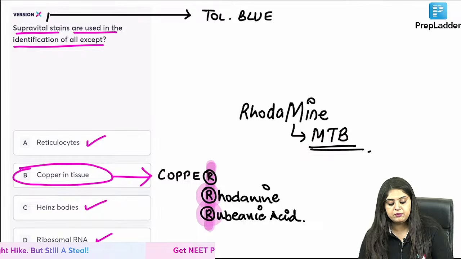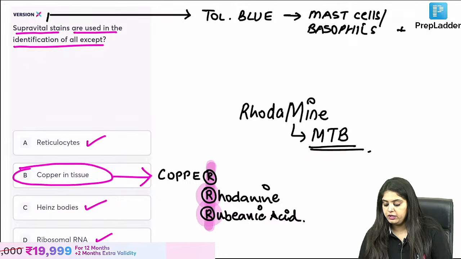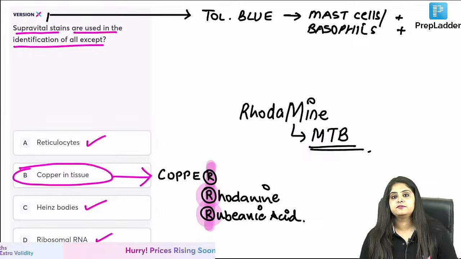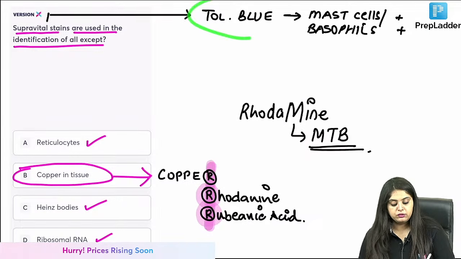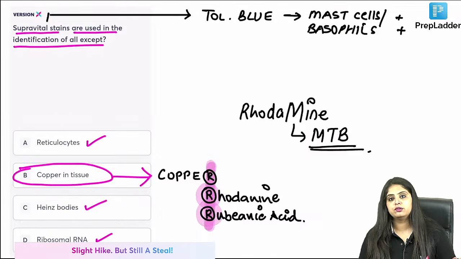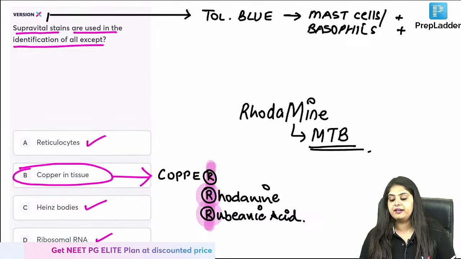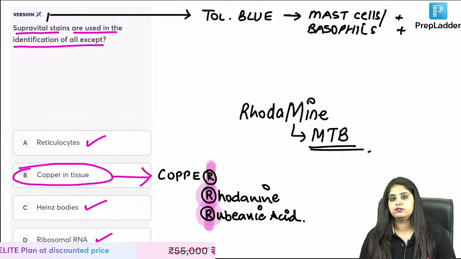Toluidine blue का क्या काम होता है? Toluidine blue is the special stain for mast cells or basophils. I will teach you that in 10 minutes. Mast cells or basophils are going to be toluidine blue positive. Okay, so now toluidine blue is also a supravital stain. Then reticulocyte wala new methylene blue is also supravital. Then this Heinz body wala crystal violet is also supravital. I hope there is no confusion on supravital.